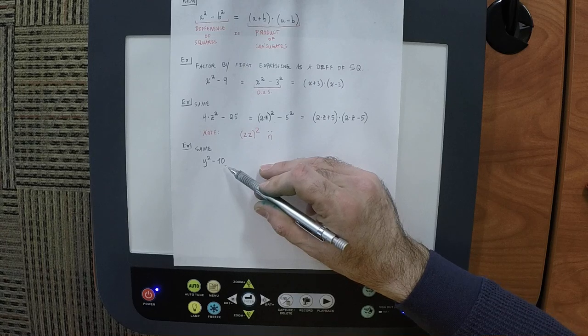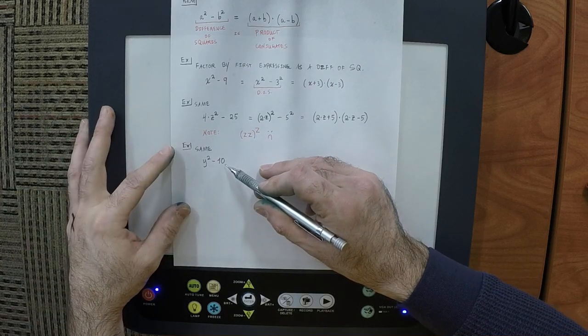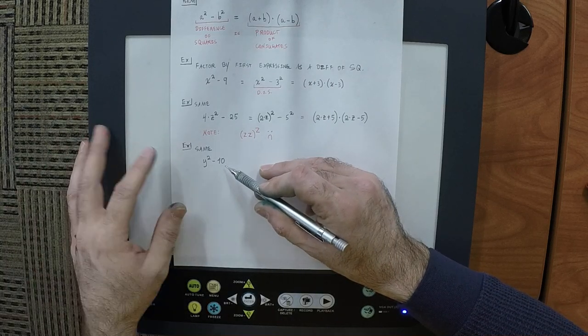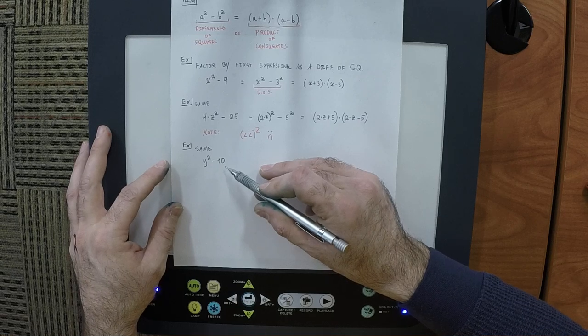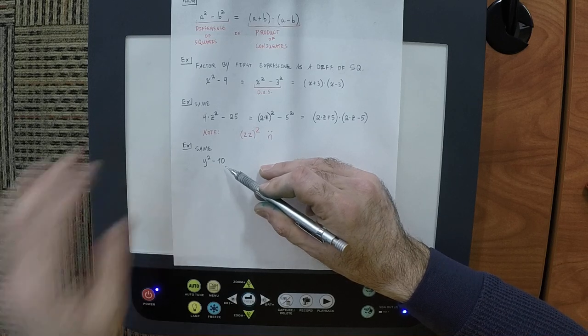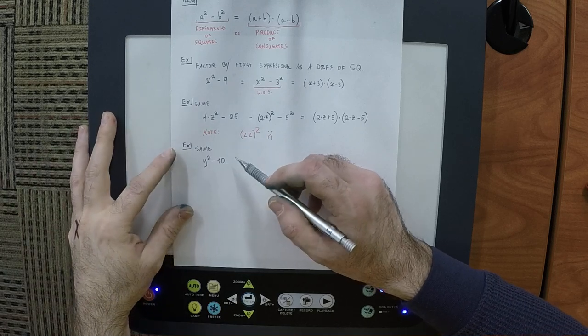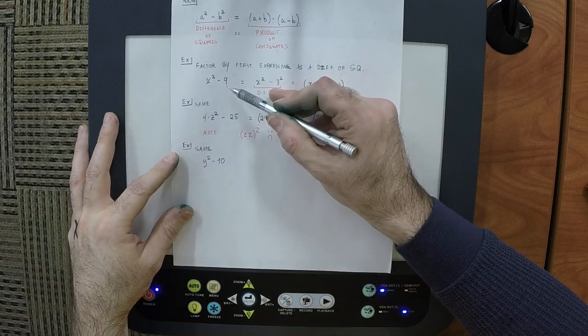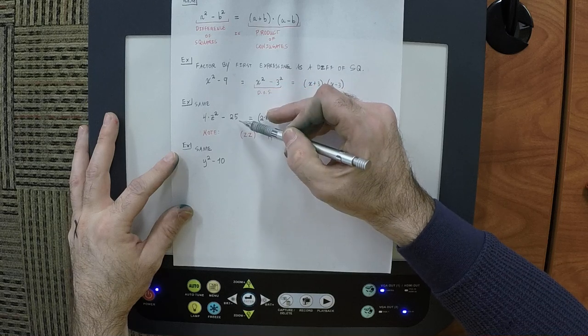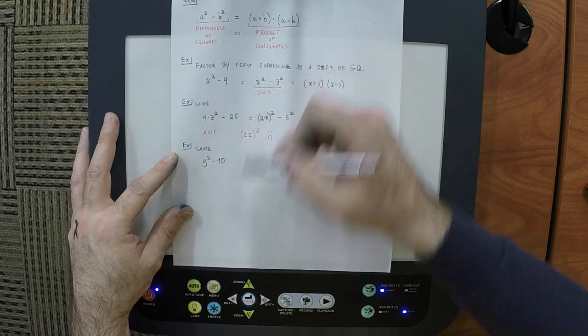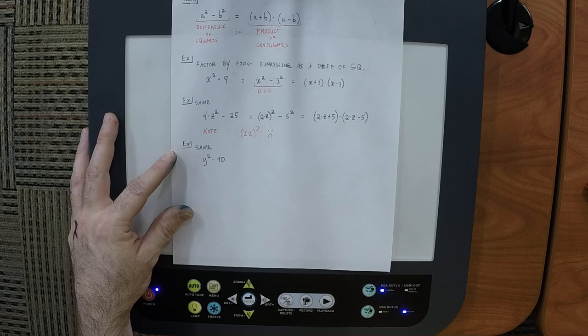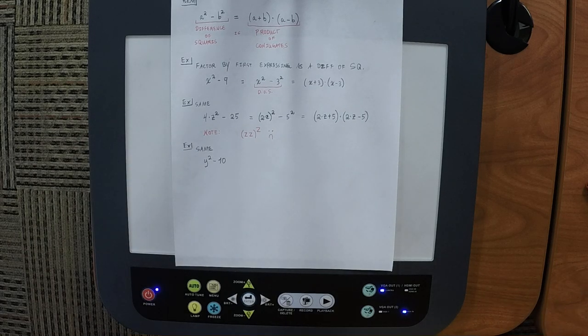That's actually false. Let me modify my statement so that it's correct. 10 cannot be written as an integer squared. Yeah, that's true. Right. Because 9 has an integer square root, it's 3. And 25 has an integer square root, it's 5. But 10 doesn't have an integer square root. Okay, but does it have a square root? Yes. It does. And that's all that we need.